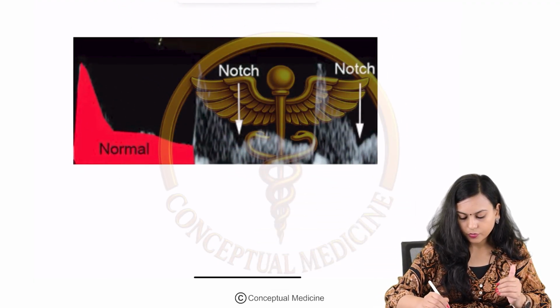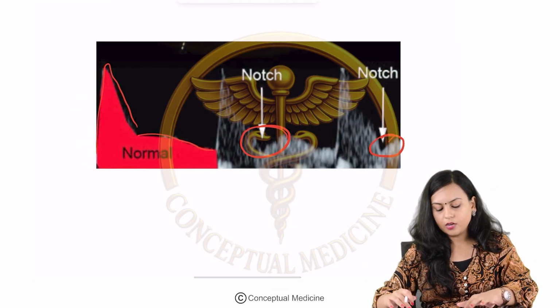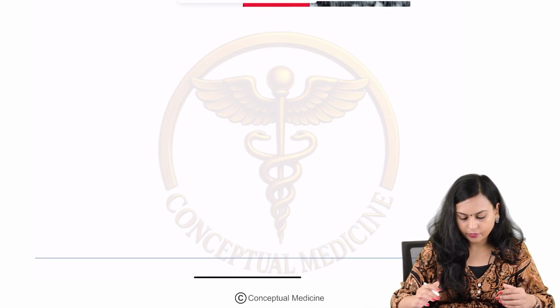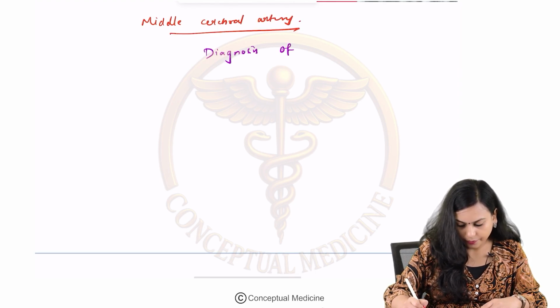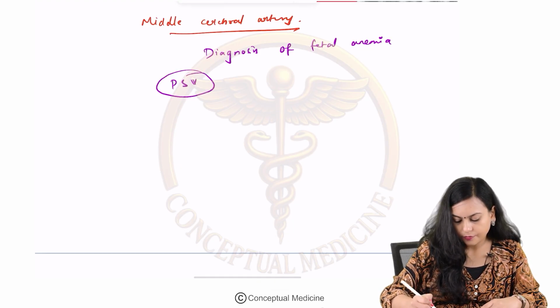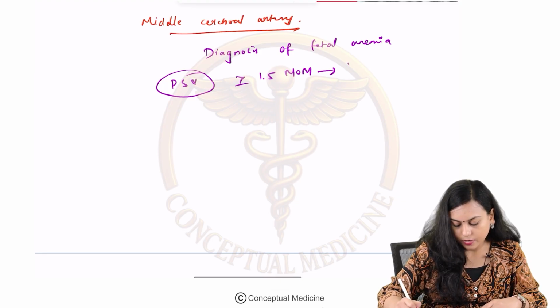And if you see this diagram, you will be able to understand, okay. So, this is the normal flow, okay. So, there is no resistance, and there is a normal flow. Suppose there is persistent notching that is present, and these are considered to be the warning signs, and again it is going to be placental insufficiency, like PIH or FGR or anything, right. Middle cerebral artery, fetal anemia, okay. So, there is a peak systolic velocity measurement in the middle cerebral artery, and when it is more than or equal to 1.5 multiples of median, then you can know that there is fetal anemia.